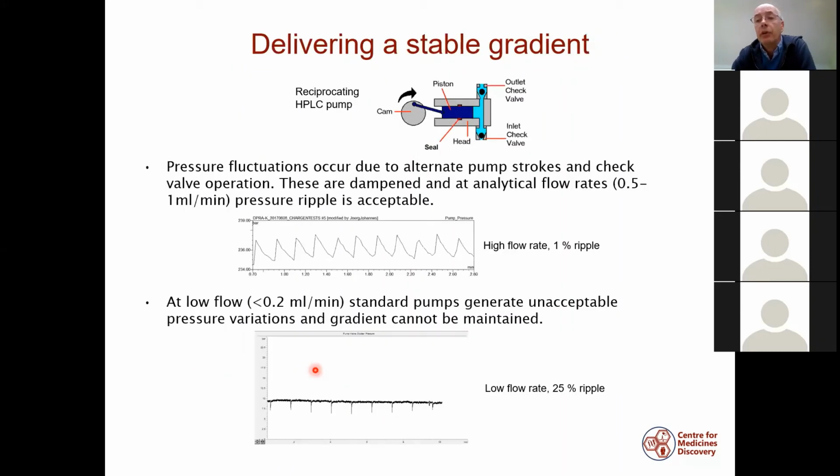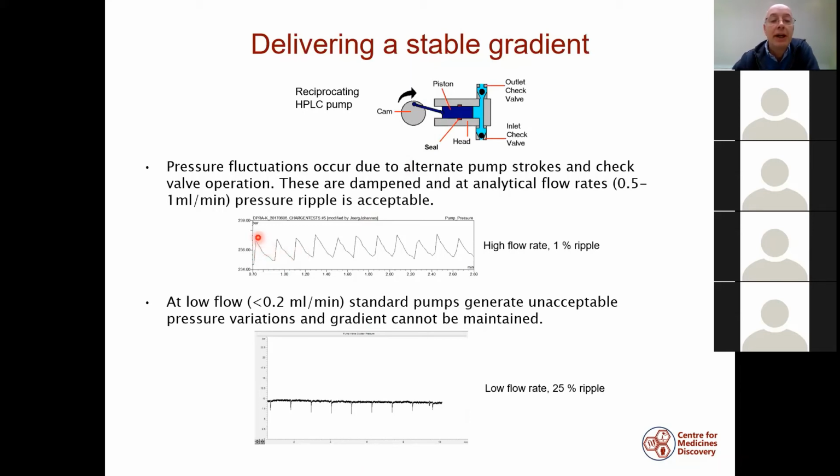So you need to deliver a stable gradient. I say this because this is what's going on inside your HPLC pump. You have a reciprocating piston, and the flow is controlled by these check valves. But you will get pressure fluctuations. If you don't do anything about it, you will get pressure fluctuations because of this piston reciprocating. And these pressure fluctuations are referred to as ripple. And this is what it looks like.